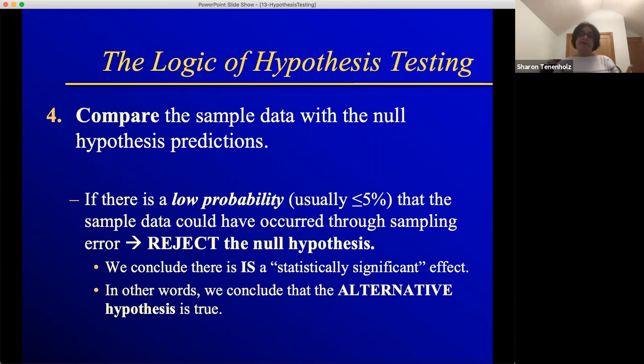In that case, I conclude that there is a statistically significant effect. I have enough evidence to say that there is something interesting going on here. I'm concluding that my alternative hypothesis must then be true. There's a really low chance of seeing these data if my null hypothesis is true, so I reject that. And if the null hypothesis is false, then the alternative hypothesis must be true. So I now have data supporting this alternative.